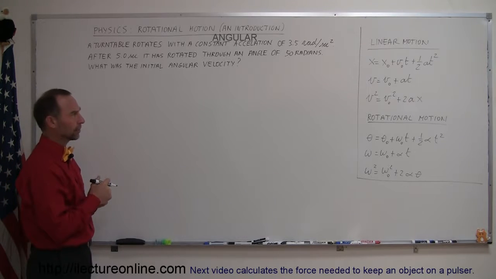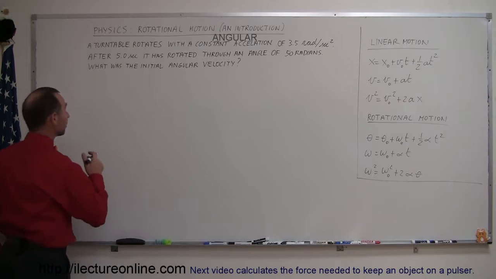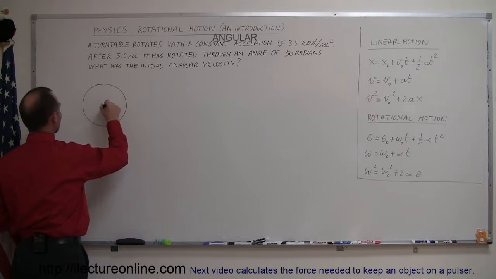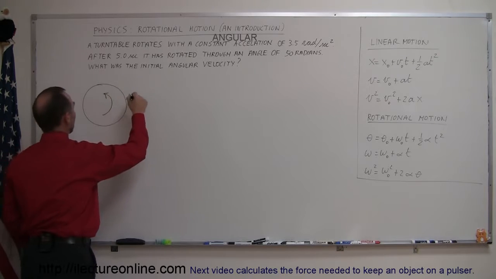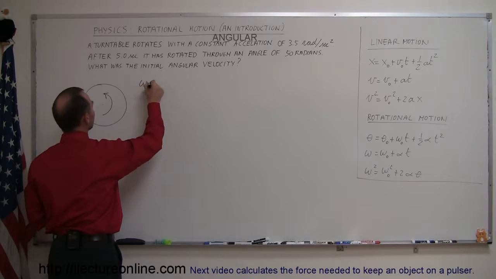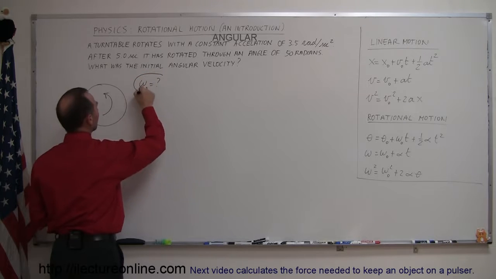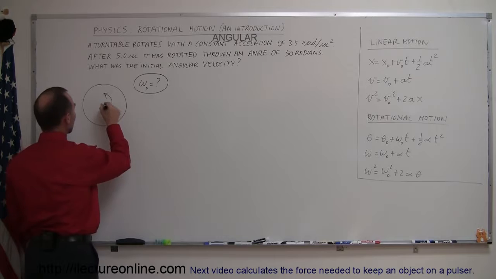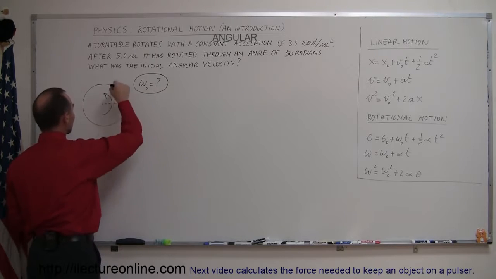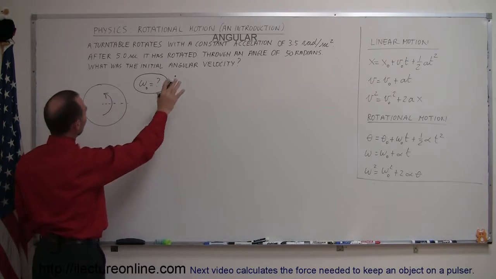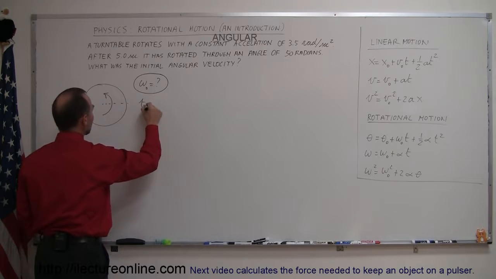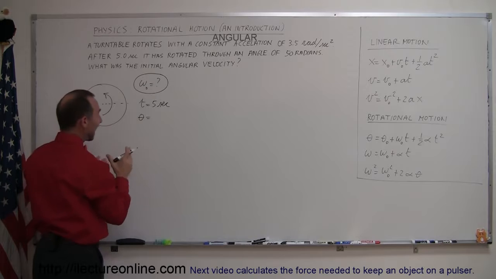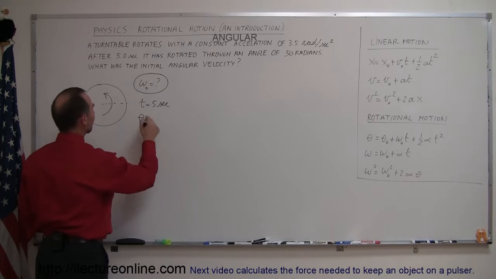All right, so let's draw a picture, try to get a mental feel of what's going on here. So we have a turntable that's rotating around. It has some initial omega, and we don't know what that is. Matter of fact, that's what it's asking for. What is the original omega? It does travel through an angle by going around and around and around for a certain amount of time. It says 5 seconds, so time equals 5 seconds. It goes through a distance, angular distance, we can say, of 50 radians.